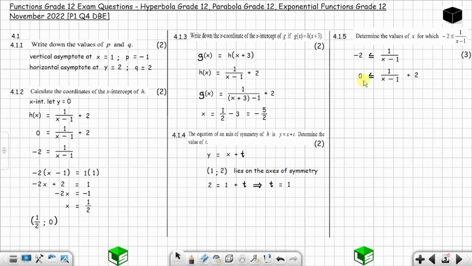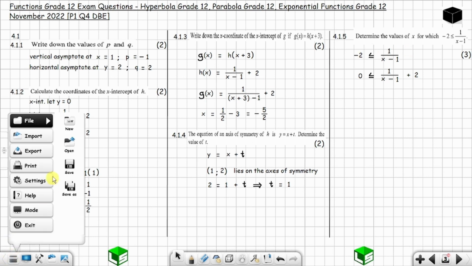Now from this, if I pay attention to the equation, I can see that this is actually the equation of the graph of h. You can see from question 4.1.2, you have 1 over x minus 1 plus 2. This is the same, but you have greater than or equal to 0. When you read from right to the left, you have this greater than or equal to 0. Now you can see that this is actually the equation of the hyperbola, the graph of h. What we have to do is to look at the graph of h and you will be able to answer this question.